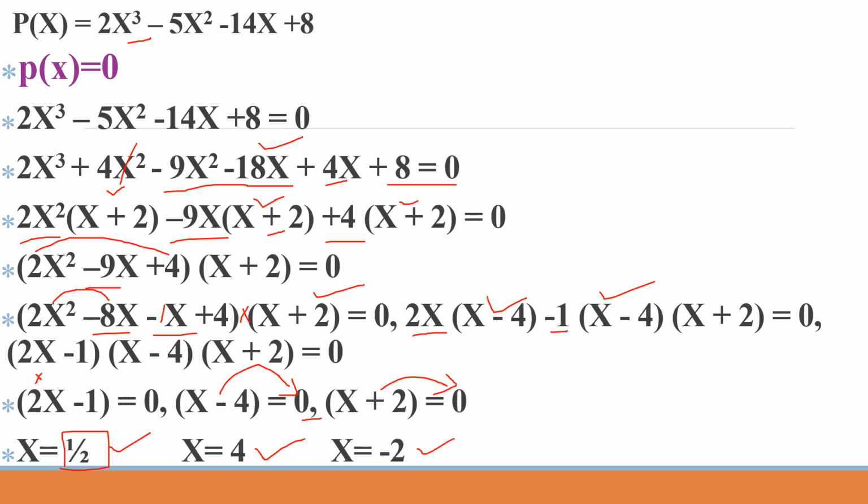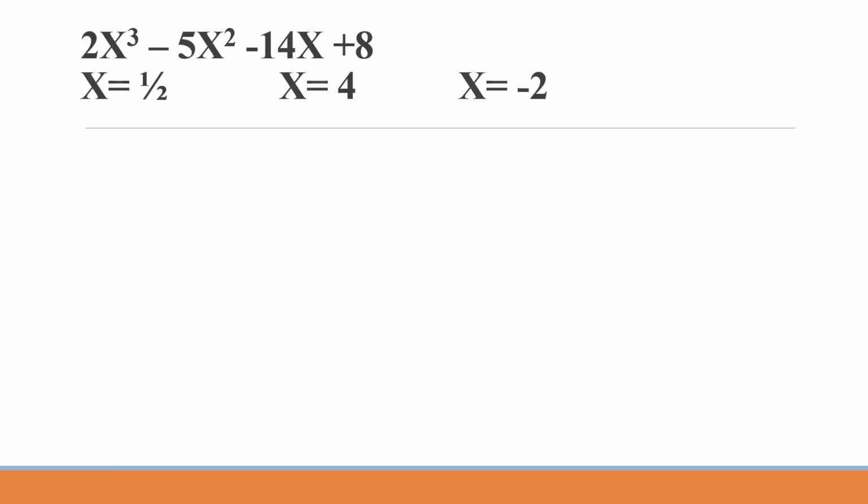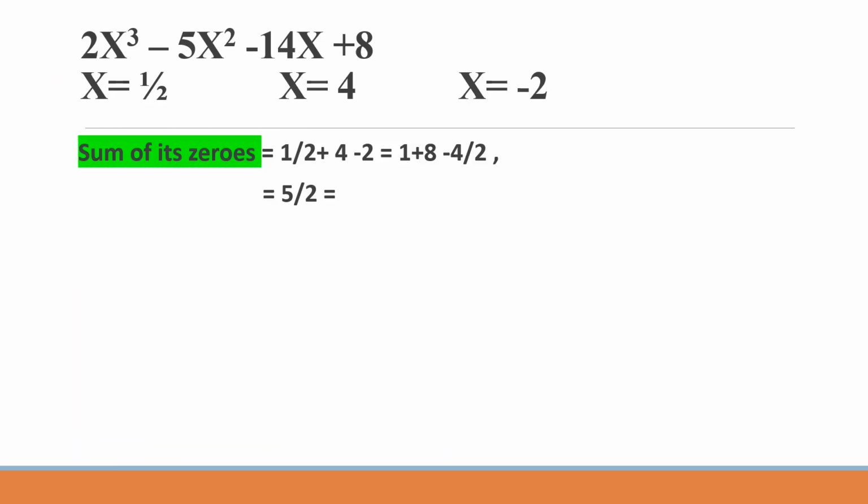We have factorized the given equation. Now we are going to find the sum of the zeros. How to find? When we add 1 by 2 plus 4 and minus 2, the LCM is 2. After multiplying 4 with 2 and minus 2 with 2 again, what value will we get? 9 minus 4, which is equal to 5 by 2.